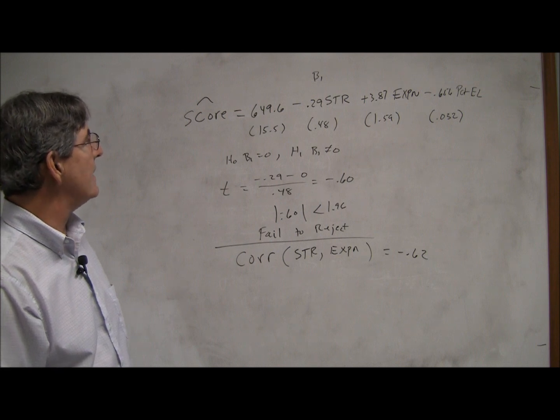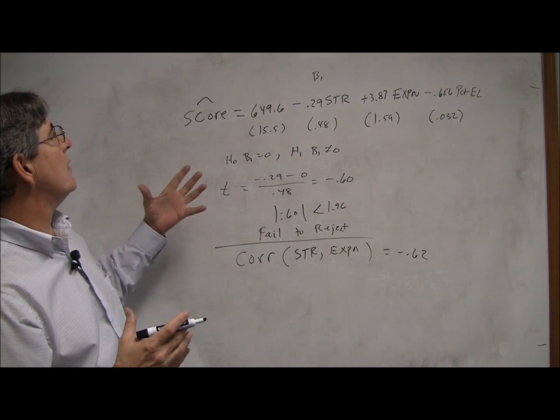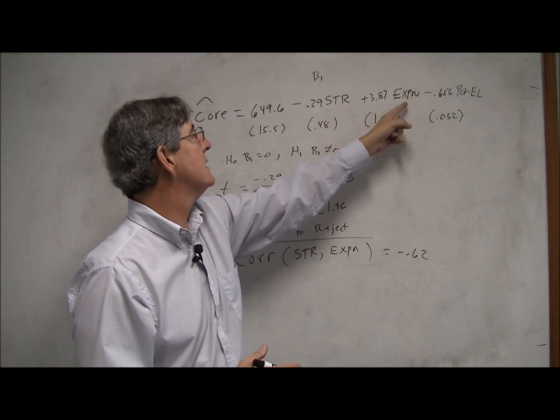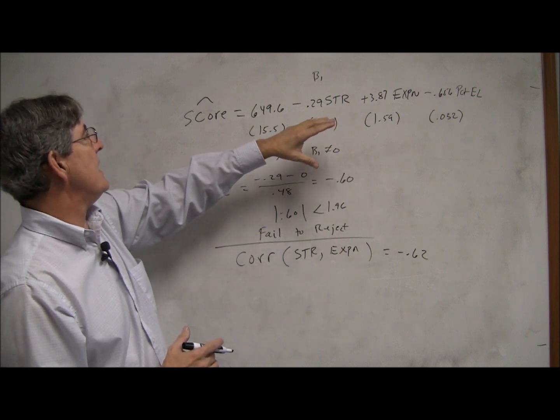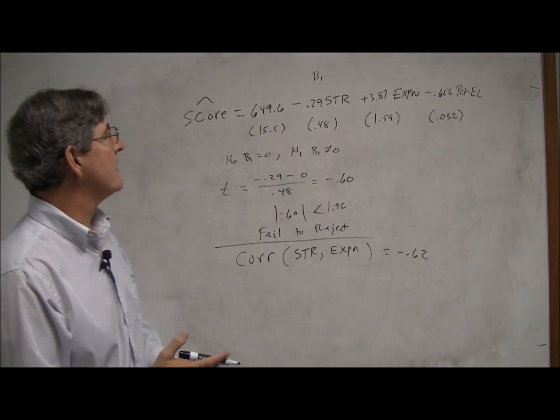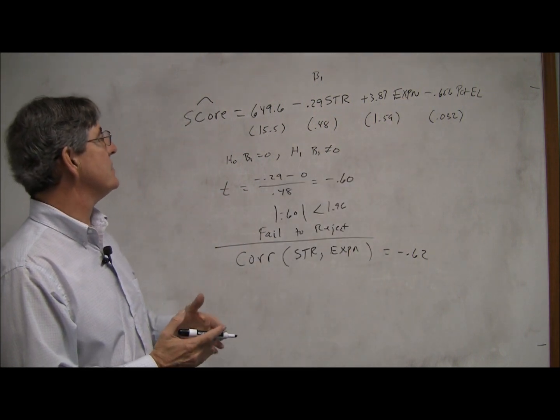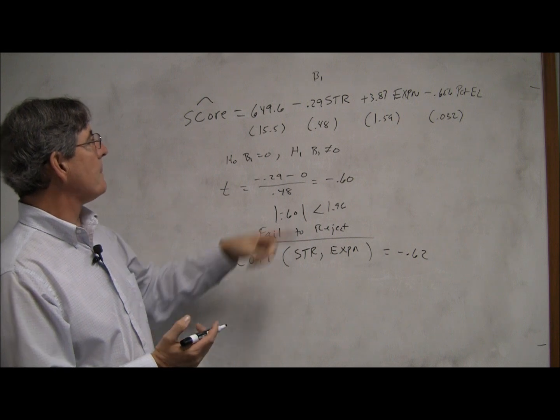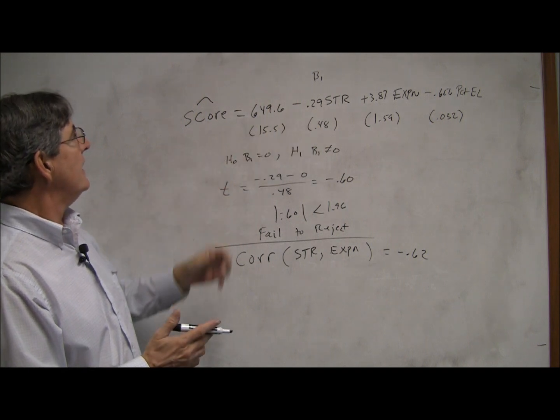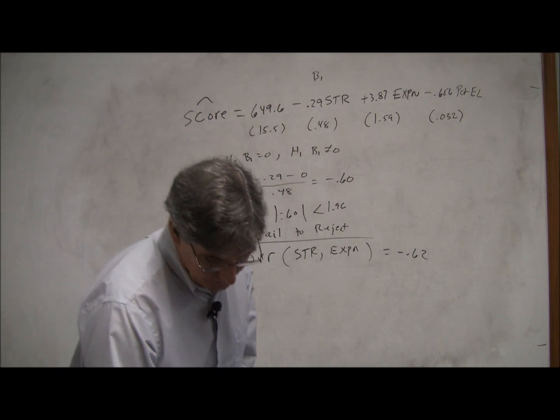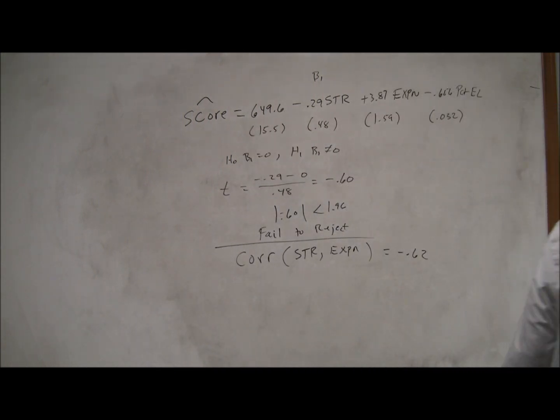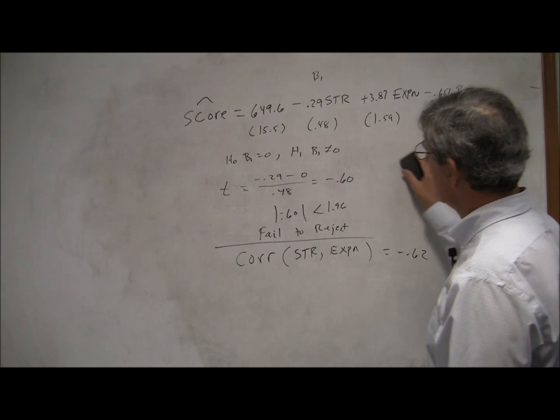So what's happening is that it's hard for the program to tell whether it's this variable or this variable that's important. And so it may be that STR is still important, but it's getting picked up through this expenditure variable. And so you can't really tell for sure if this belongs in the model or not, or whether STR has an effect on scores. And so the answer to this is that what you need to do is a joint hypothesis.